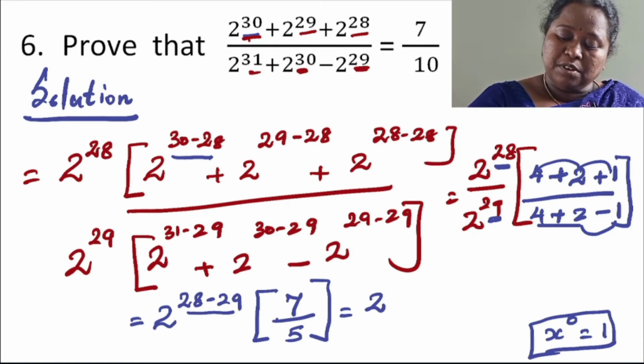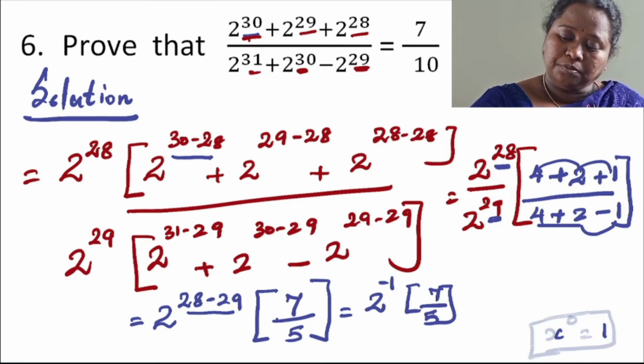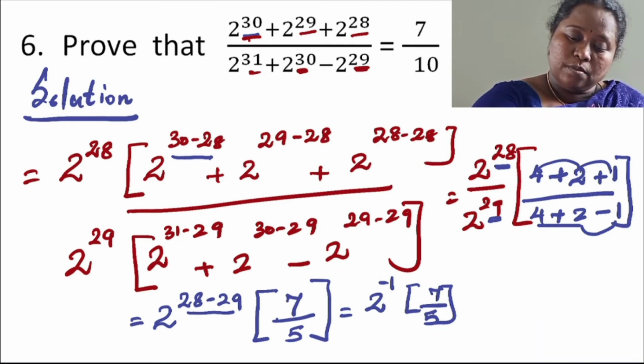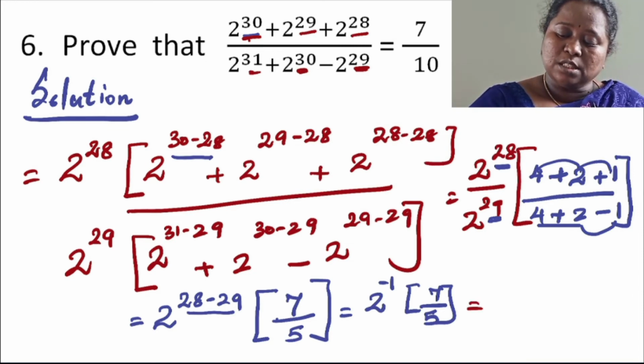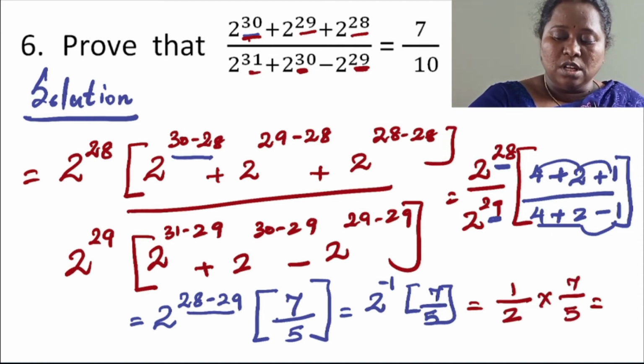See here, that is a negative number, that is minus 1, and 7 by 5. That can be expressed as 2 power minus 1, we can write it as 1 by 2 into 7 by 5, that is equal to 7 by 10. So the final answer is 7 by 10.